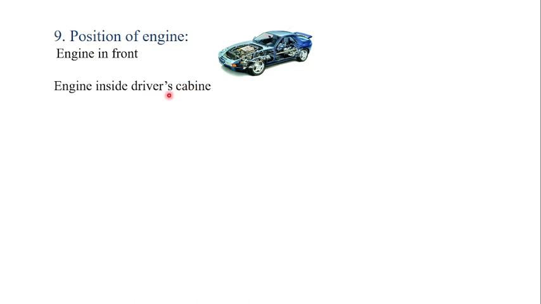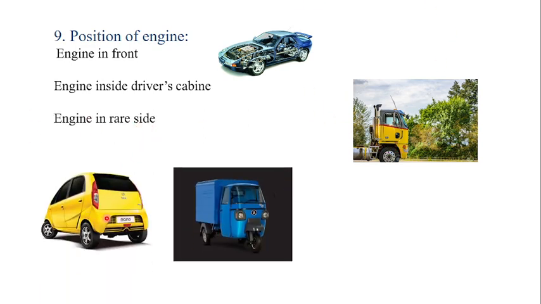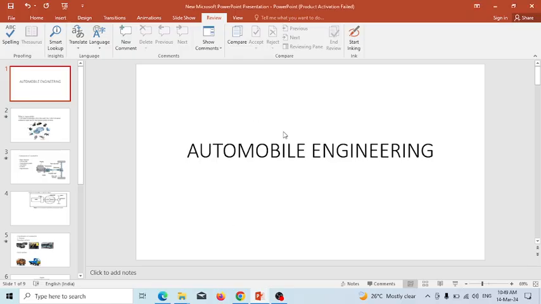Next, engine inside driver's cabin. This is a truck which has the engine placed in the driver cabin. Then, engine in rear side. These are the example of Tata Nano, which has the engine placed on the back side. This also can be a tempo, which has the engine placed in the back side. So these are the automobiles basic classification.